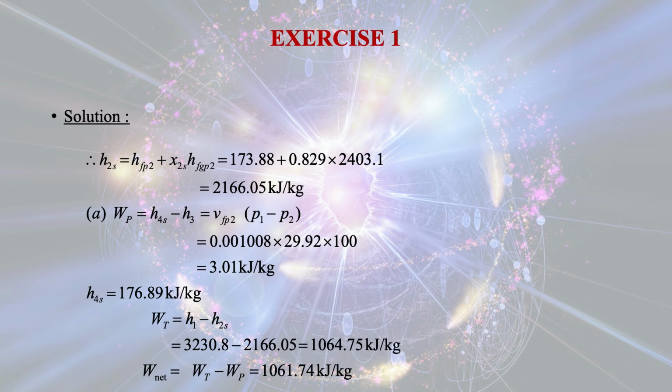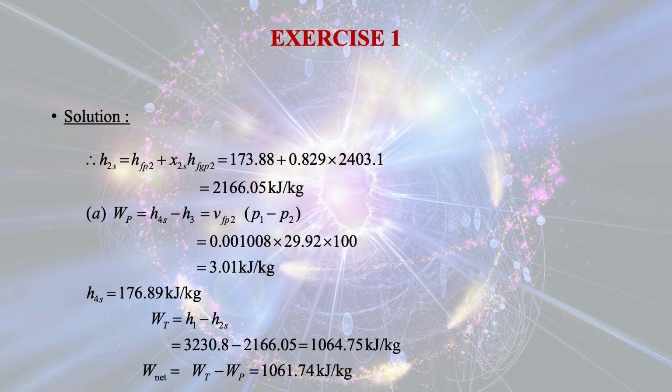Now the pump work, that is WP, is equal to H4S minus H3. So that you can get if you know the specific value for that particular point at 3. That is given for this particular problem, that is 0.001008, and you know very well the pressure difference P1 minus P2, so we can calculate the pump work, that is WP, is equal to 0.001008 multiplied by 29.92 into 100, that comes out to be 3.01 kilojoule per kg. So H4S you can calculate, that is 176.89 kilojoule per kg.